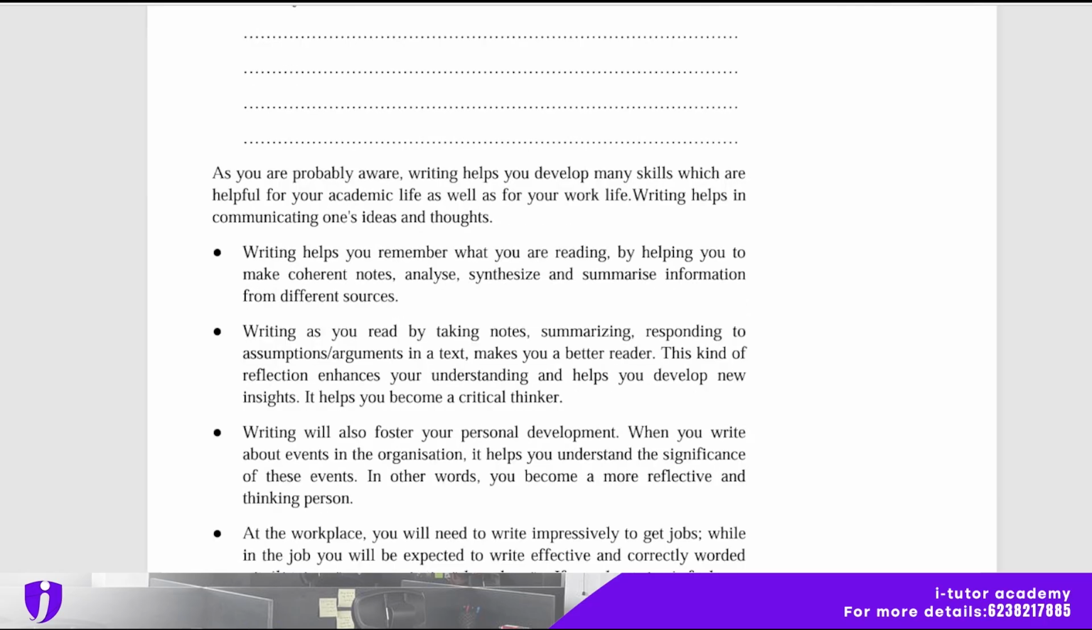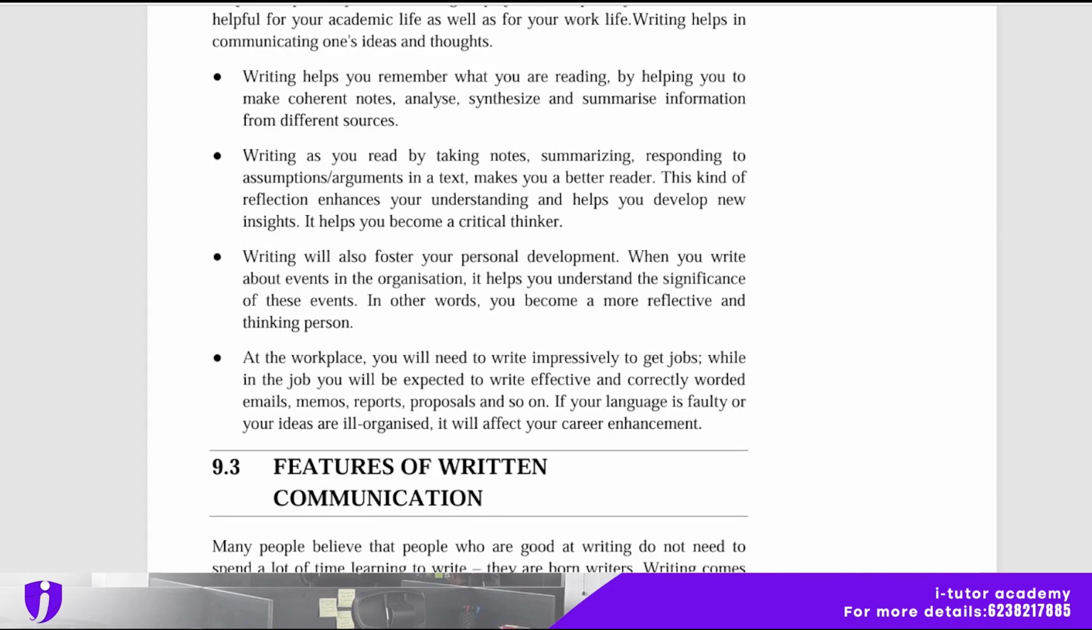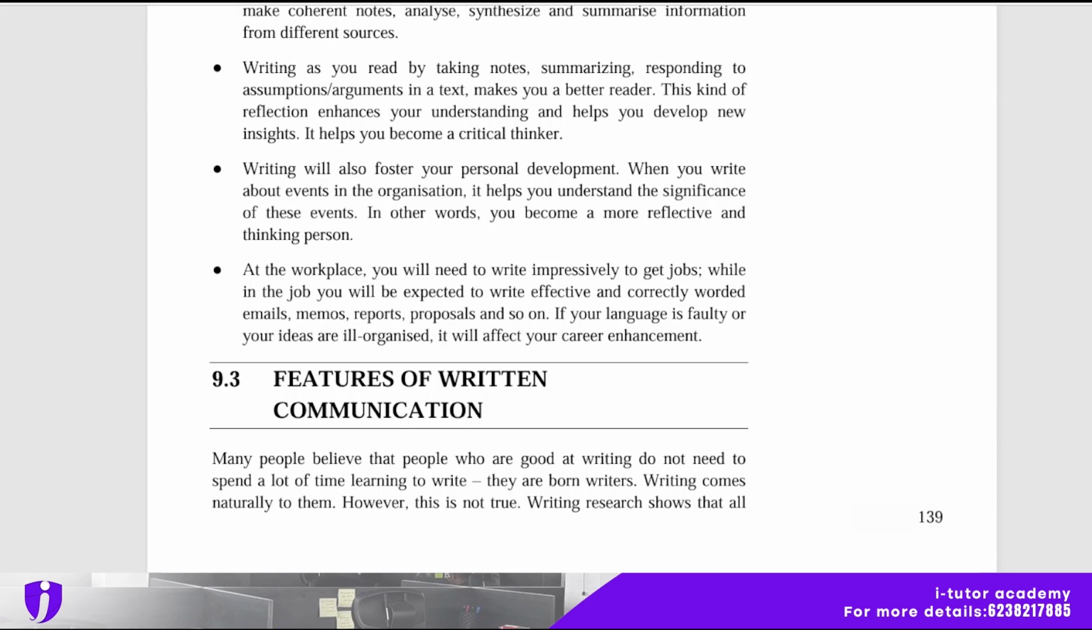As you are probably aware, writing helps you develop many skills which are helpful for your academic life as well as your work life. Writing helps in communicating one's ideas and thoughts. Writing helps you remember what you are reading by helping you make coherent notes, analyze, synthesize and summarize information from different sources. And writing as you read, by taking notes, summarizing, and responding to assumptions or arguments in a text, makes you a better reader. This kind of reflection enhances your understanding and helps you develop new insight.